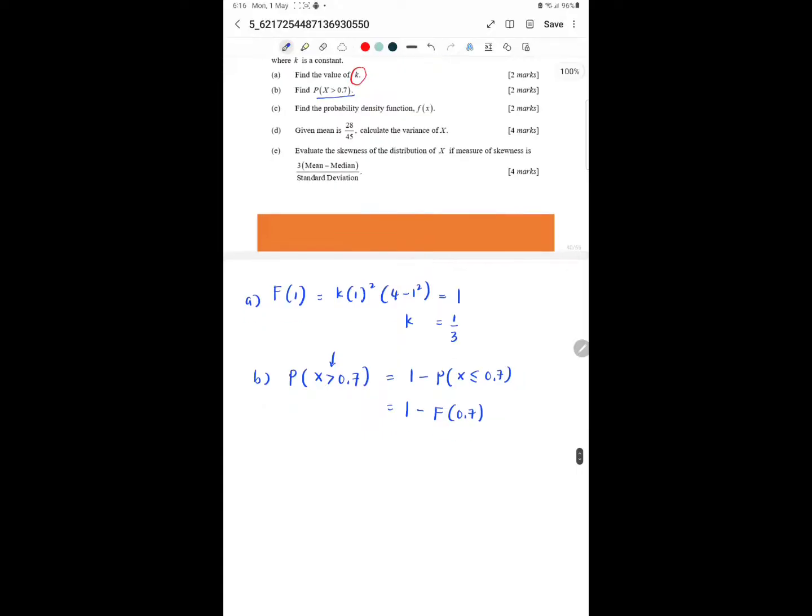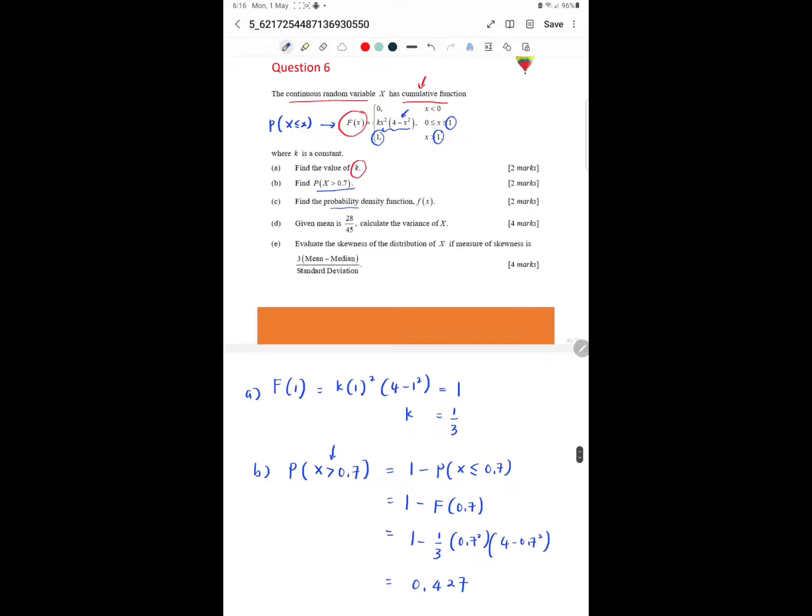So substitute straight away 0.7 into the function, the middle function here. Alright, so k, we already have the value there, 1 over 3. So substitute back 1 over 3 into k. So x 0.7 square. Okay, 4 minus 0.7 square. We calculate that and we get 0.427.